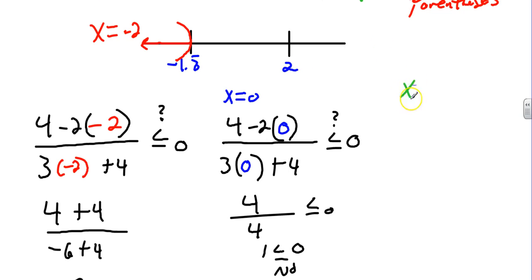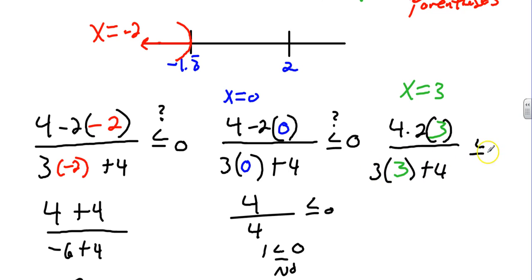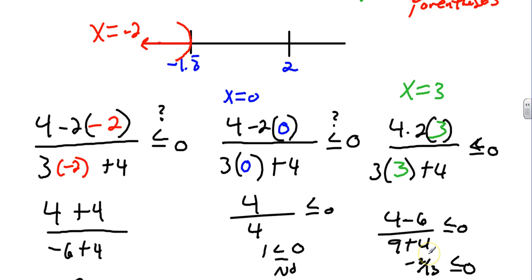Okay. And again, pick one more point over here just to make sure. It looks like we're going to have to bracket this in and shade it in, but just double check it to make sure. Plug in 3. 4 minus 2 times 3 over 3 times 3 plus 4. We've got 4 minus 6 over 9 plus 4, negative 2 over 13. And again, it doesn't really matter what the number is. As long as it's negative, it's going to be less than 0. So negative 2/13 is less than 0. So that one would be true. So that would be yes.